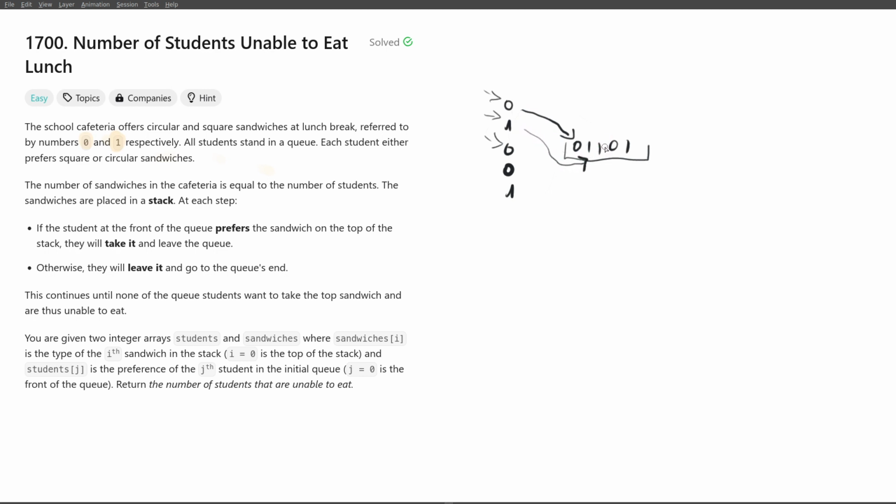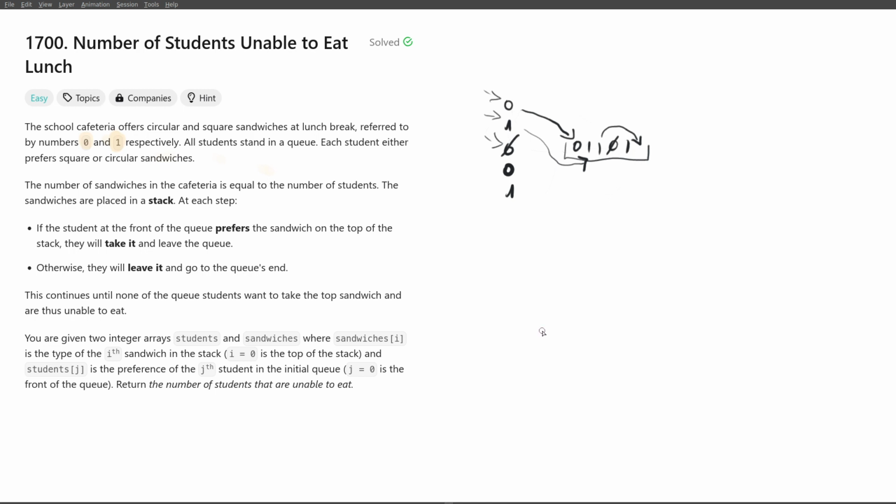And now we see a student that has a different preference than this sandwich that's right here, and they go to the back of the queue. Now this guy and this sandwich, they are okay, so he's happy. Now this guy wants a sandwich of type 1, this is type 0. This guy has a preference for type 1 again, this is type 0, and now they cannot take any more sandwiches. So two students cannot eat a sandwich.